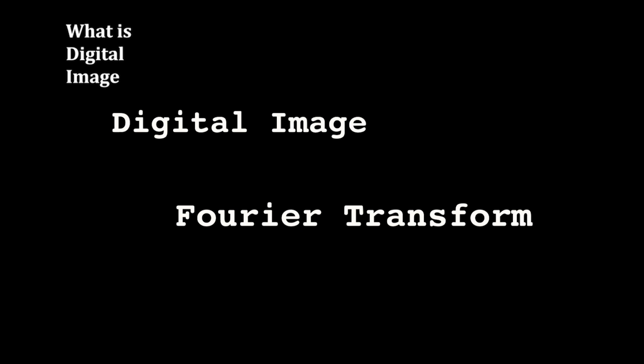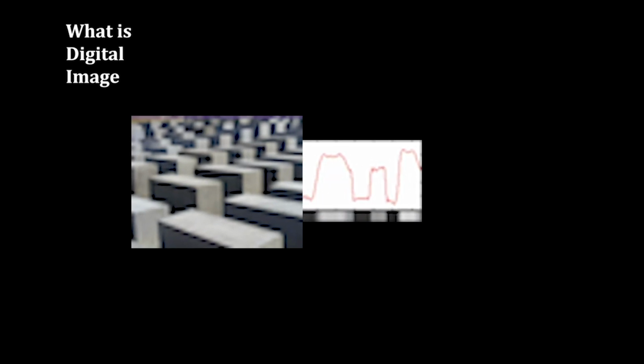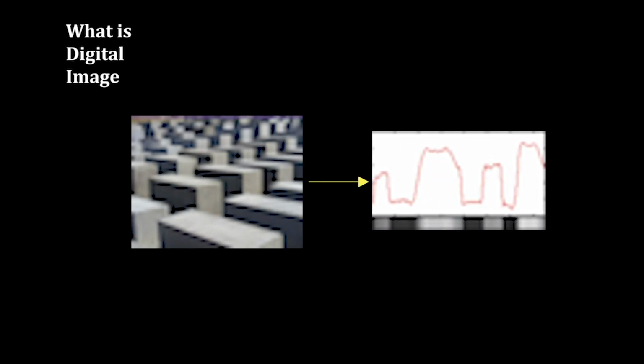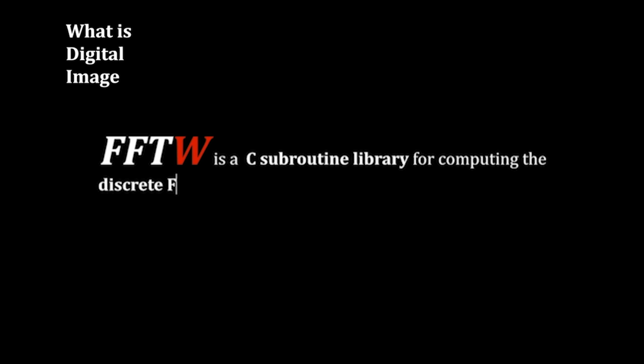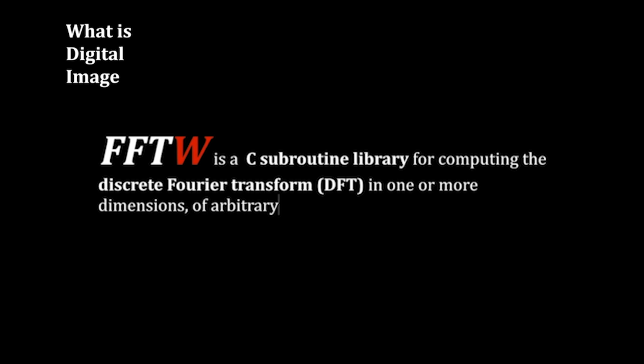And then, if we have a single row or column of pixels from any image, then we can get the wave of this pixel by using FFTW. And FFTW is a C subroutine library for computing the discrete Fourier transform in one or more dimensions.